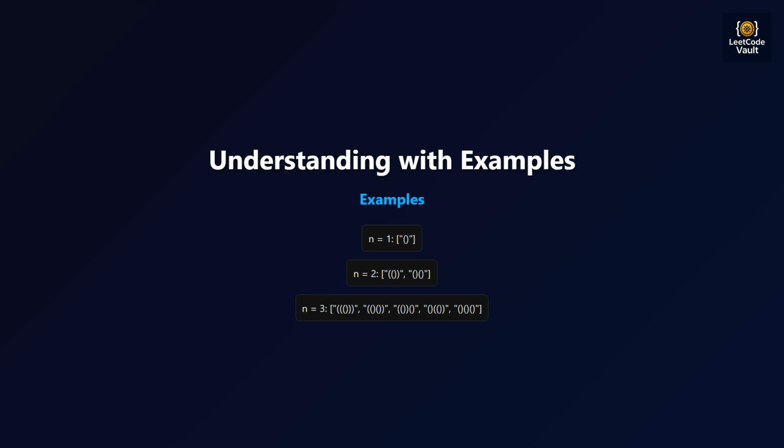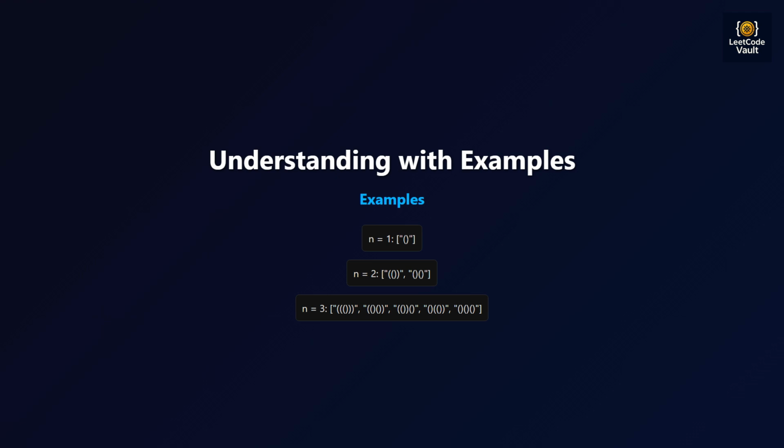Understanding with examples. Let's solidify our understanding with a few examples. If n equals 1, the only valid combination is (). Simple enough, right? Now, if n equals 2, we have two pairs of parentheses. Think about it for a second. We can have (()), where the inner parentheses are nested, or we can have ()(), where they're separate. These are the only two valid combinations.